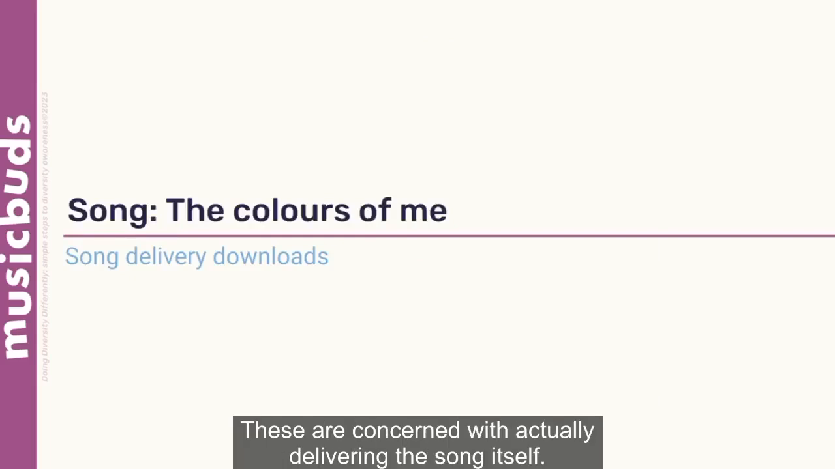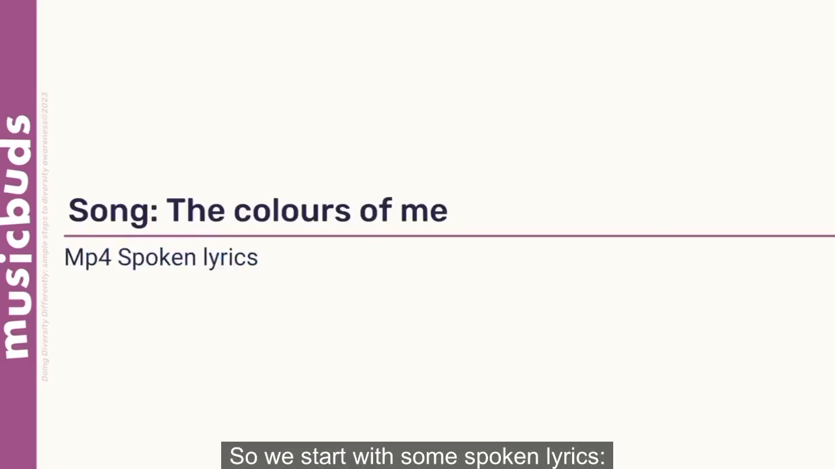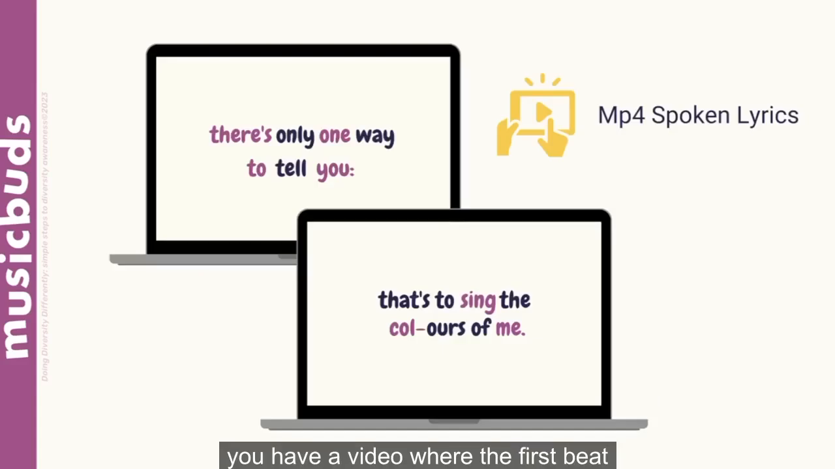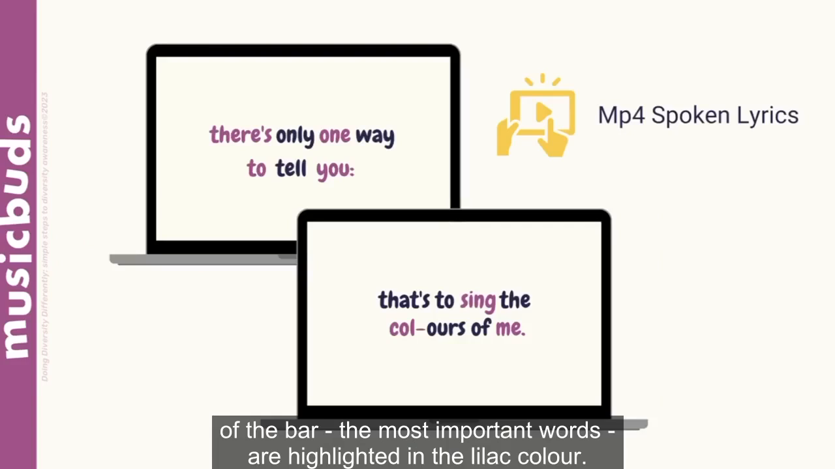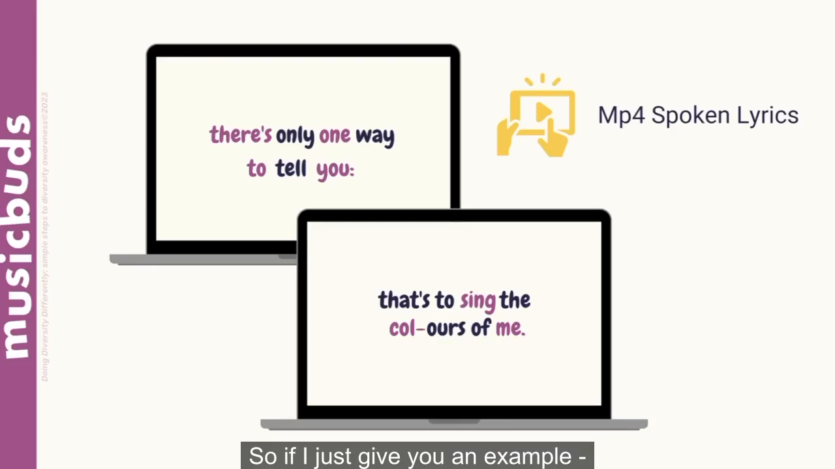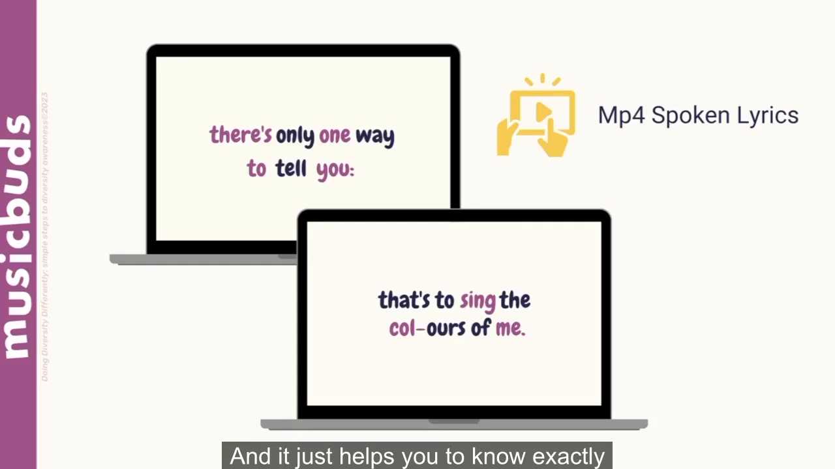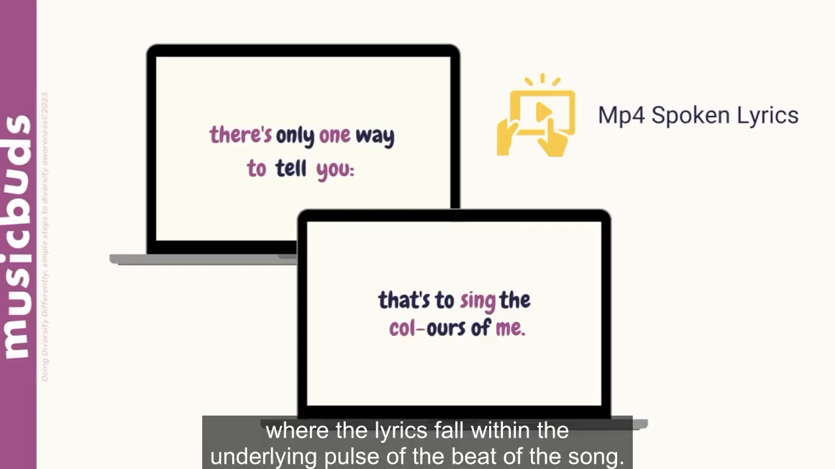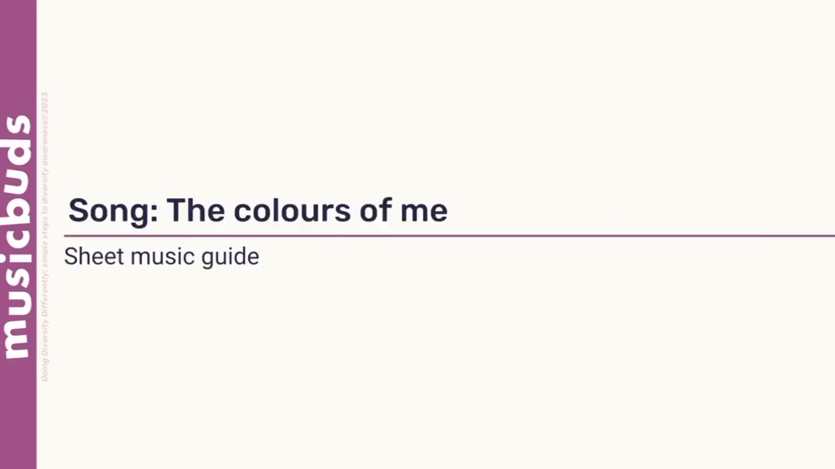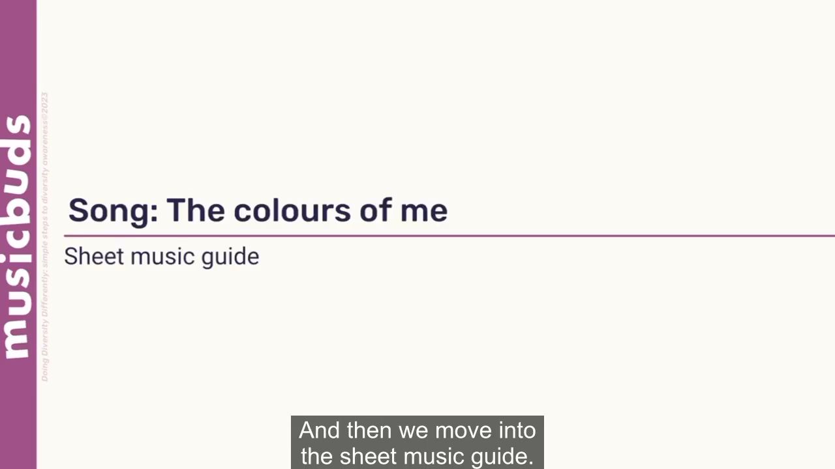These are concerned with actually delivering the song itself. So we start with some spoken lyrics. You have a video where the first beat of the bar, the most important words are highlighted in the lilac colour. So if I just give you an example here, we go, there's only one way to tell you, that's to sing the colours of me. And it just helps you to know exactly where the lyrics fall within the underlying pulse of the beat of the song.